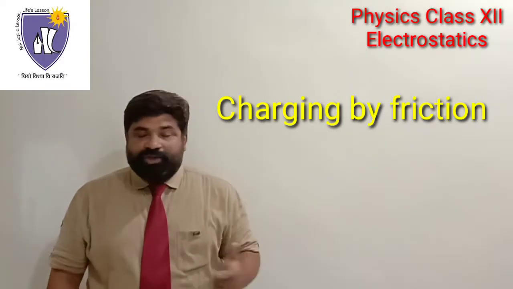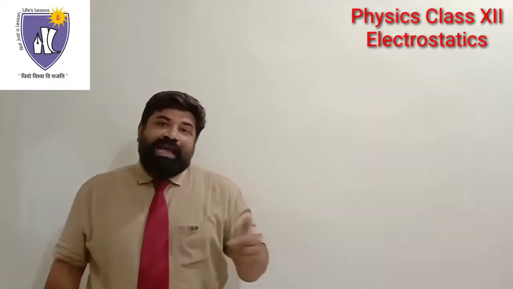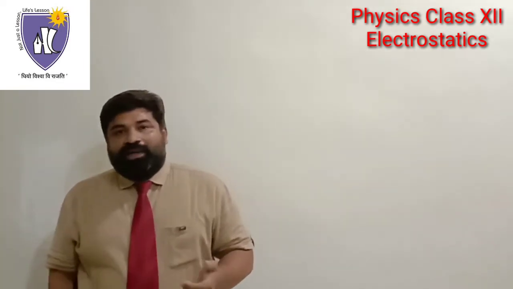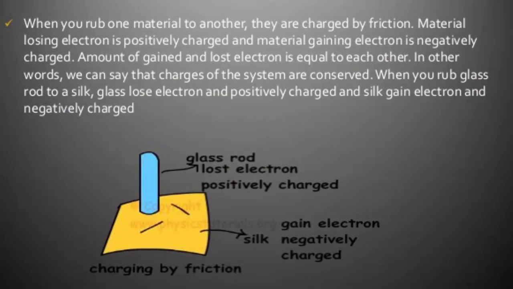charging by friction. Now in this, what happens is that two bodies come in physical contact with one another. Suppose I have a glass rod and a silk cloth, and I rub the glass rod with the silk cloth, then the glass rod acquires positive charge. Now what does it mean? It means the glass rod has lost electrons. That is why it acquires positive charge. And then what about the silk cloth?